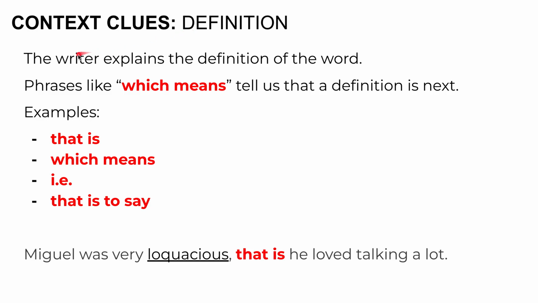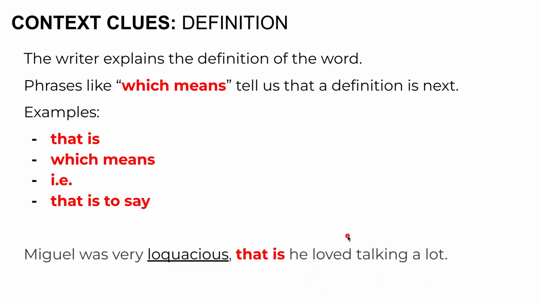Then we have definition context clues. This is when the writer explains the definition of the word. Usually the writer will use a phrase like which means to tell us that the definition is next. Some examples of this are that is, which means, i.e., the same as, and that is to say. Let's look at an example. Miguel was very loquacious. That is, he loved talking a lot. Okay, so the writer gives his definition. He loved talking a lot. Loquacious means love to talk.